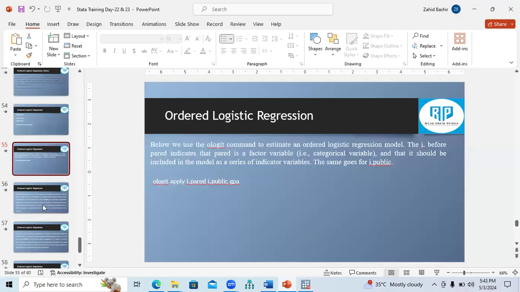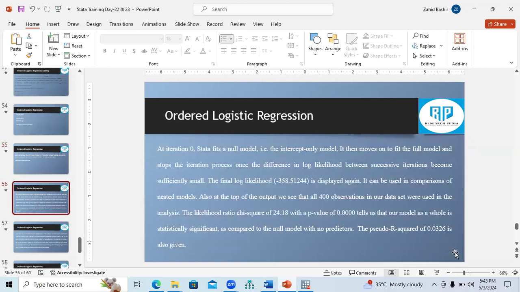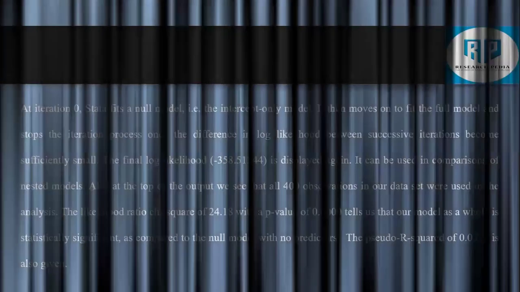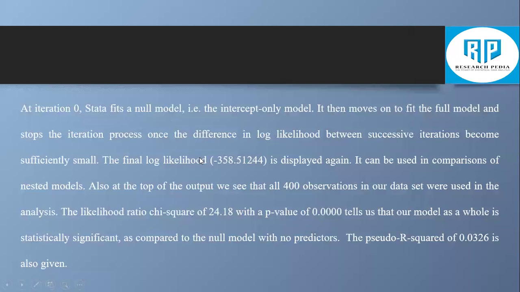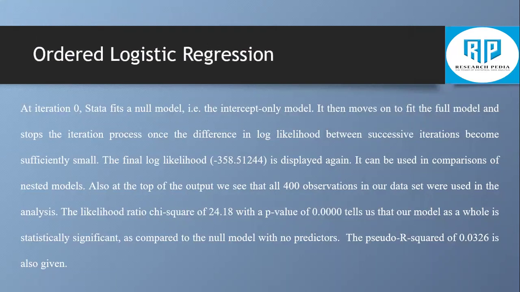So what we need to do, first of all, is interpret our results. So this is the interpretation that you need to understand. At iteration 0, Stata fits our null model. We have already discussed that the iteration process basically displays how many times the data is iterated on a given model. So it can be used as a comparison with a nested model, which is not required.